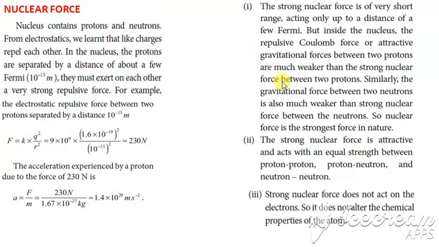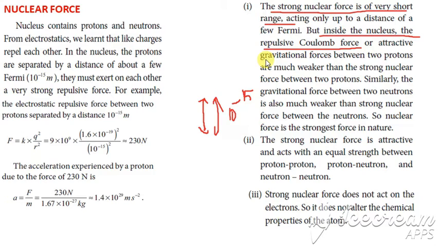Okay, and here we have the properties of the nuclear force. The first one is that the strong nuclear force is very short range. So when you see the nuclear force, it is a short range force. It acts only up to a few Fermi. Fermi is what? 10 power minus 15. So only up to a certain distance can this nuclear force exert, but inside the nucleus the repulsive Coulomb force or attractive gravitational force are weaker than the strong nuclear force.